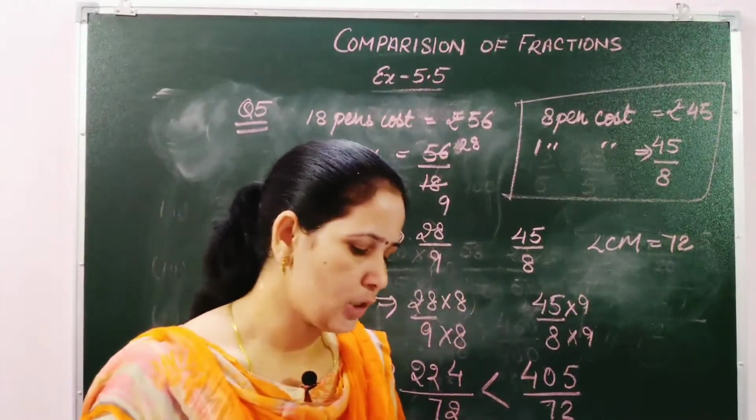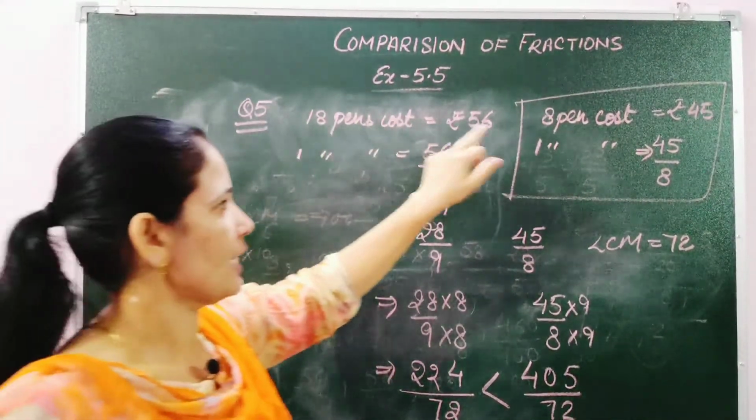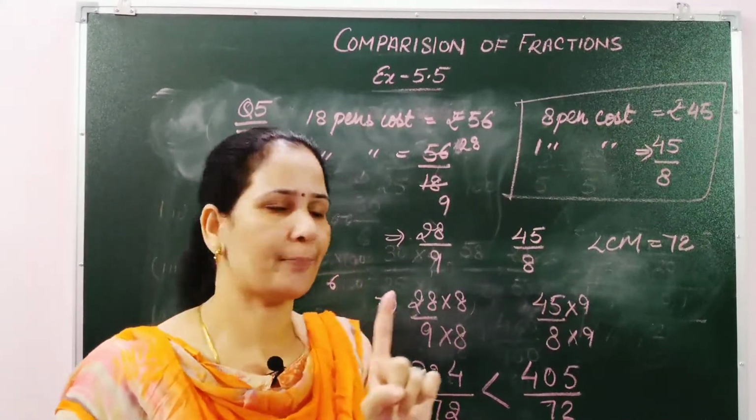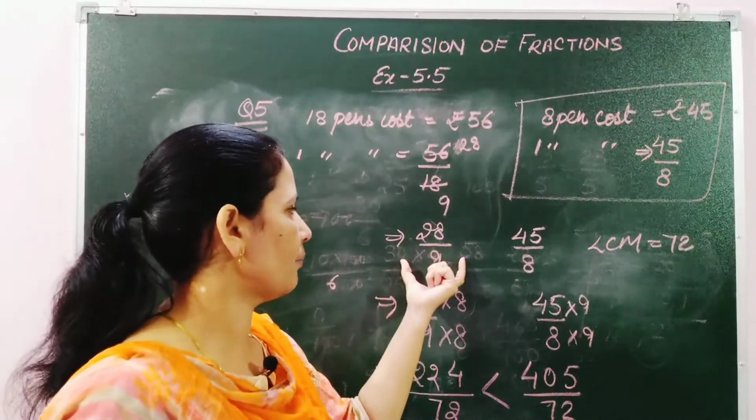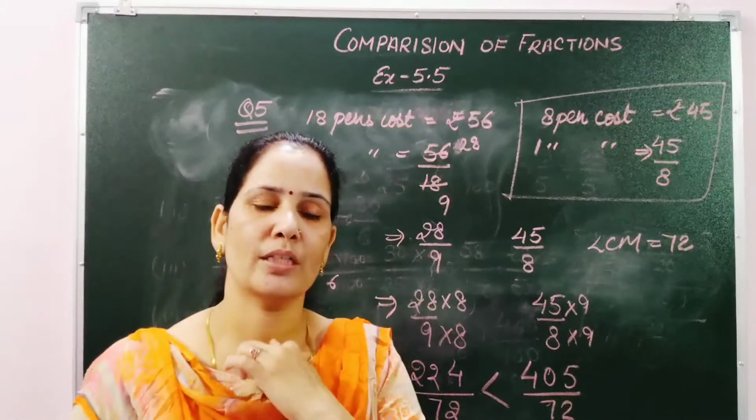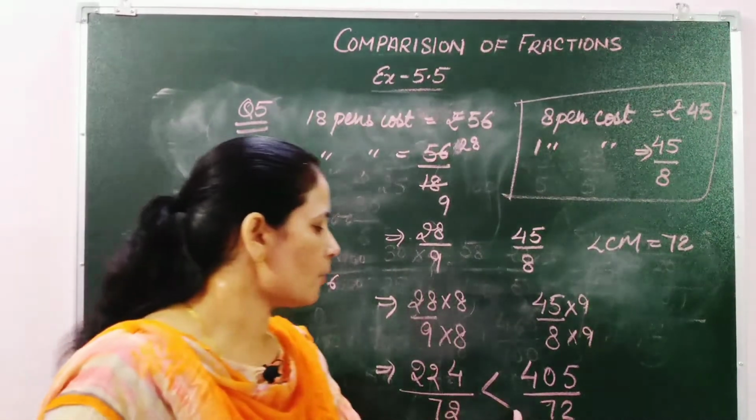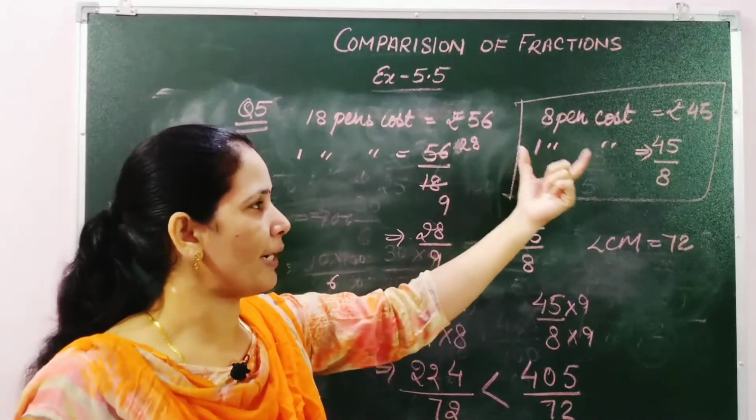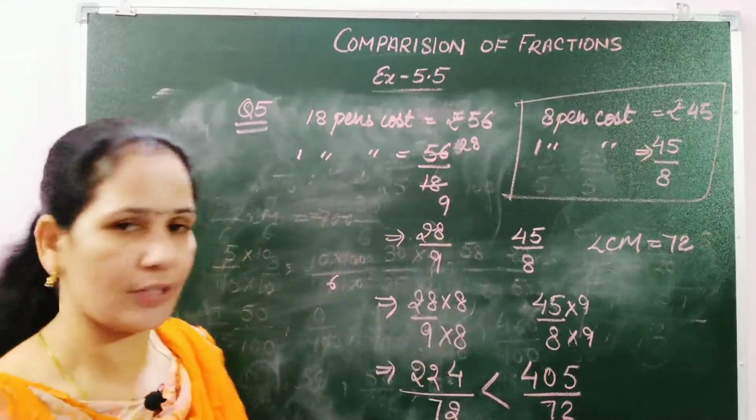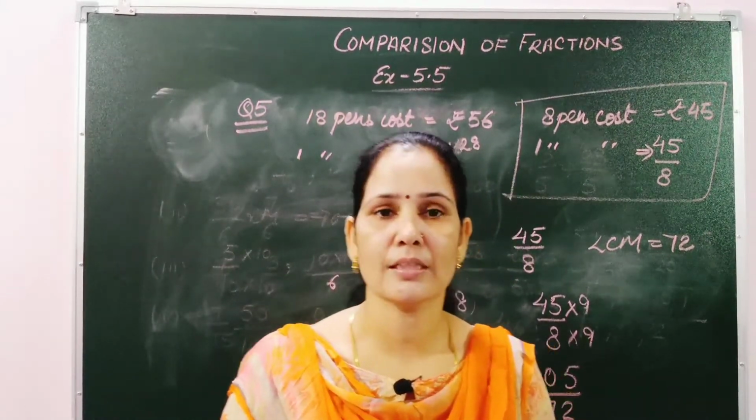So again I'm going to explain this question. They have given the price of 18 pens is 56 and of 8 pens 45. So first of all, you have to find out the cost of 1 pen. The cost of 1 pen is 28 by 9 from this packet and 45 by 8 from this one. Now after that we have converted these into like fractions, and we got this number. So we observe that the packet which contains 8 pens is more costly than the first one. For today, students, question number 6 and 7 are the same kind of questions.